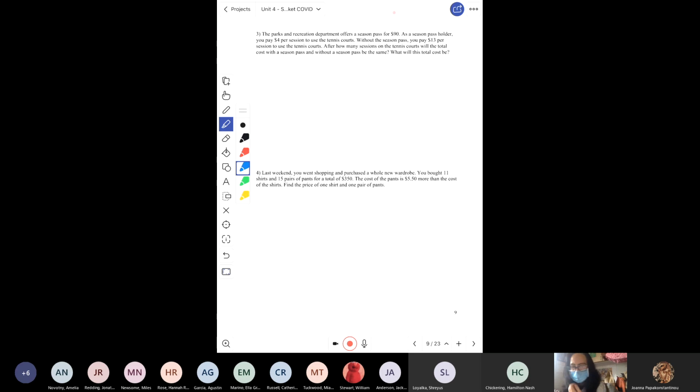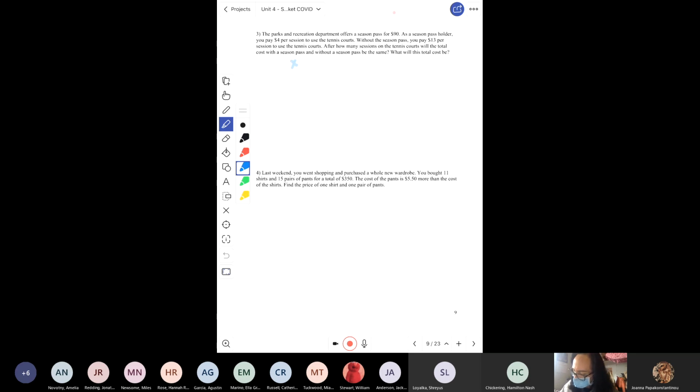Okay, are we ready to go over these? Anybody still working? Okay. The Parks and Recreation Department offers a season pass for $90. A season pass holder pays $4 for the use of tennis courts per session. Without it, you pay $13. How many sessions on the tennis courts will the total cost be the same with a pass and without a pass? And what will the cost be?